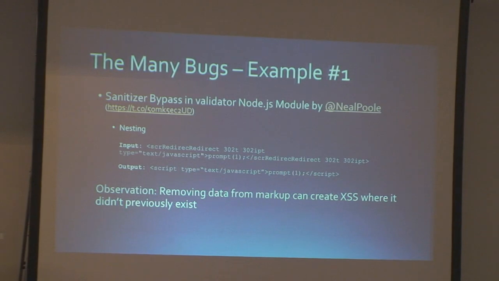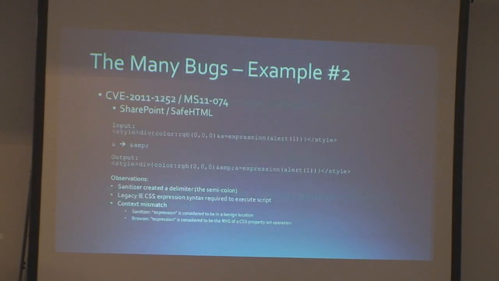So here's one that Neil Poole found recently, and this is actually one of several that he identified. I'm just pointing out one of these issues. This is where you have some input here that you can see. It is essentially a script tag with some text in the middle of it. The sanitizer removes that text. You wind up with output that is a fully formed script tag. Script executes. The observation here, I'd say, is that removing markup can create cross-site scripting where it didn't exist before. So the sanitizer has to worry anytime it modifies markup that's eventually going to be rendered.